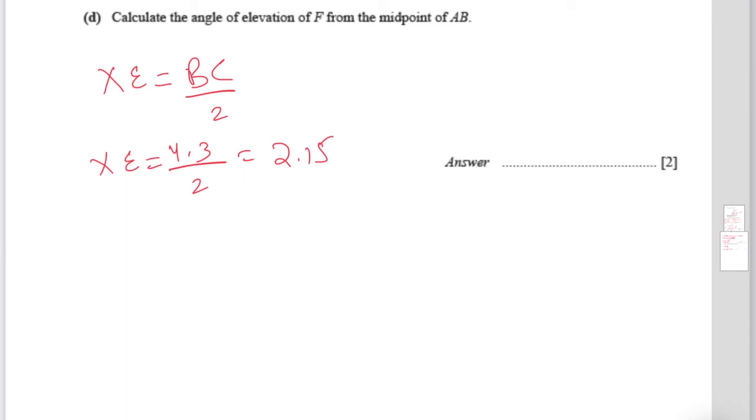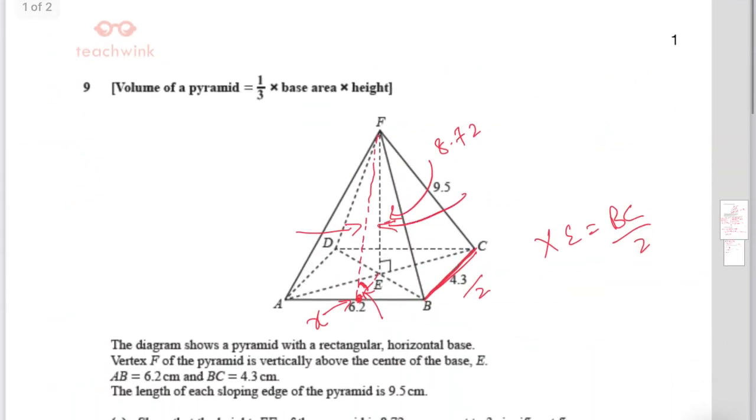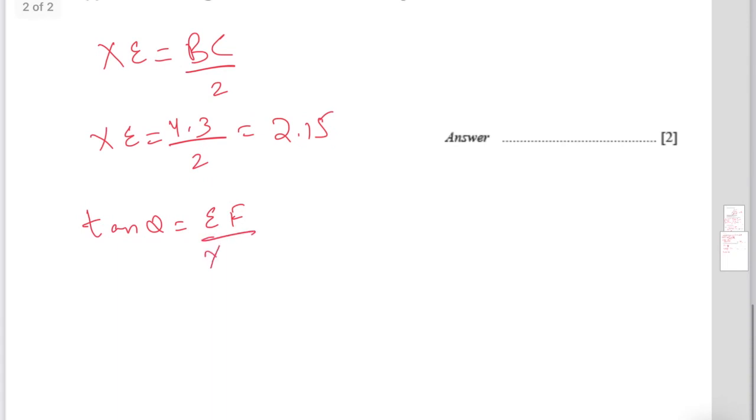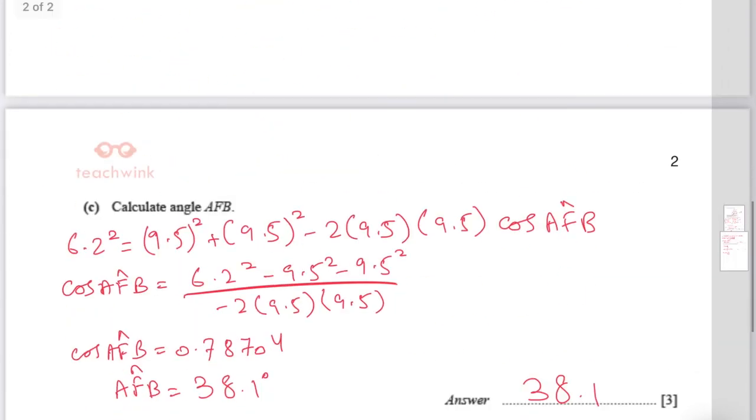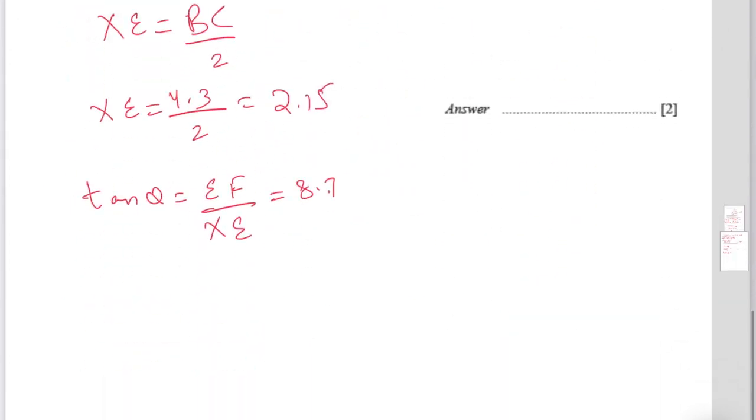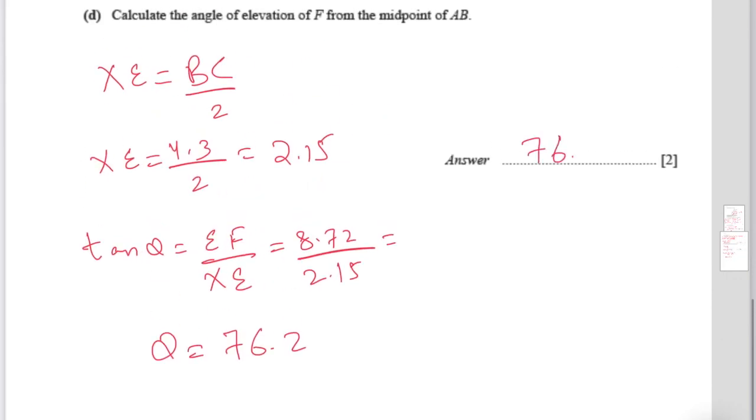Now since we have XE, we use tan. Tan theta is equal to the opposite, which is EF, this length over here, over XE, this length over here. So we write 8.72 divided by 2.15. Let's directly find out theta. So 8.72 divided by 2.15 and tan inverse of that gives us 76.2 degrees. 76.2. We write the answer here.